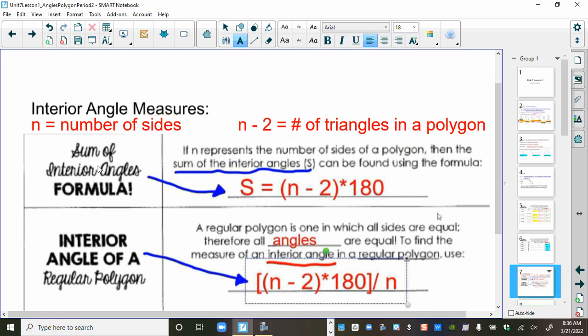And then the sum of the interior angles. Let's say you want to figure out what must be the total number of degrees inside whatever polygon. Take your number of sides, subtract 2, multiply by 180.